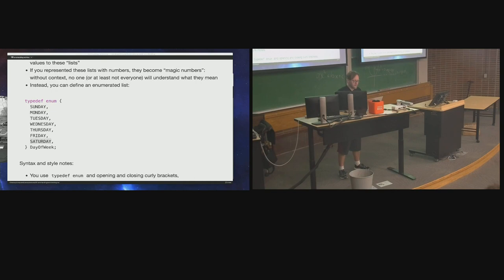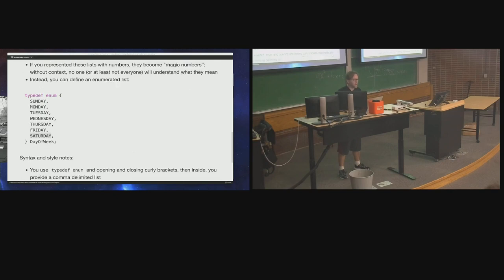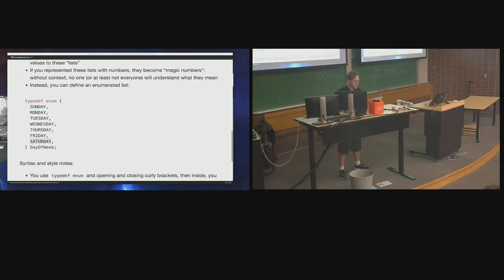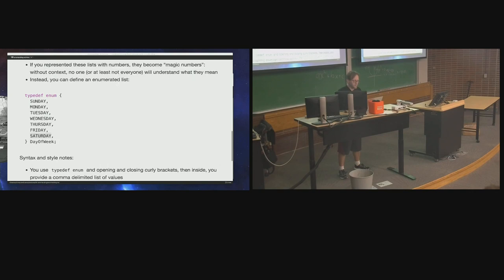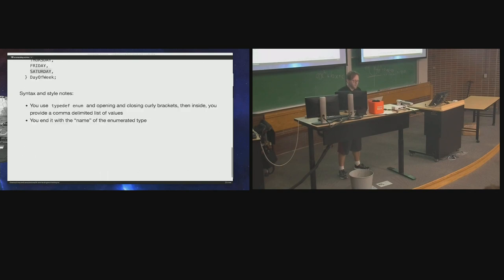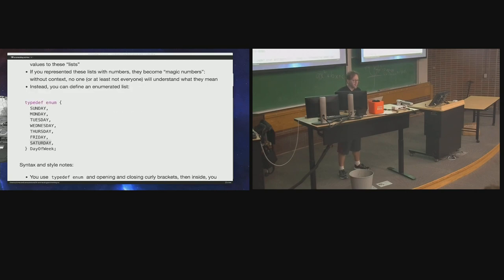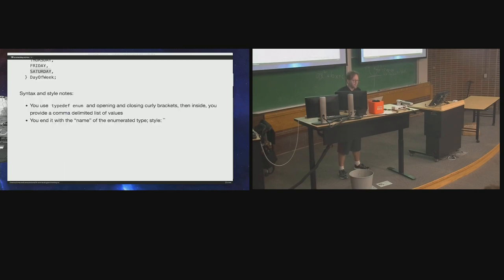Then inside, you provide a comma delimited list. Right? Those are commas. They need to be commas. Right? Of values, of human readable values. You end it with the name of the enumerated type. And here, for style, you're going to want to use probably the modern style of upper camel casing.